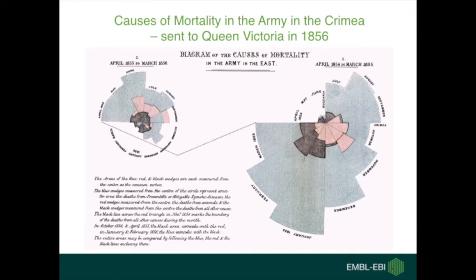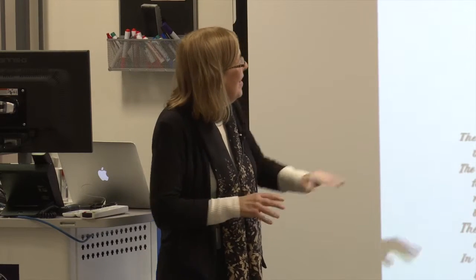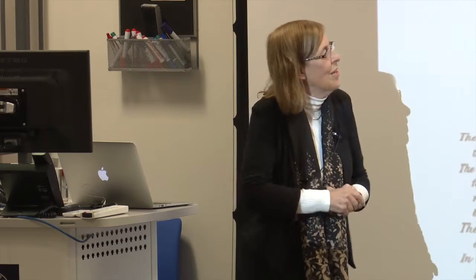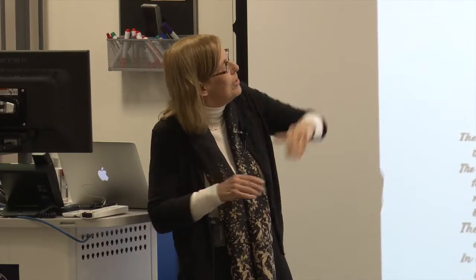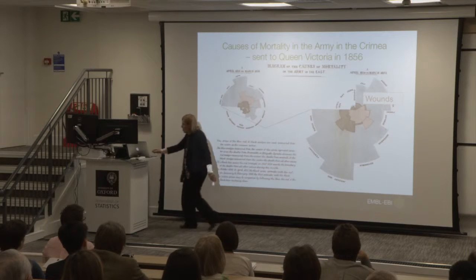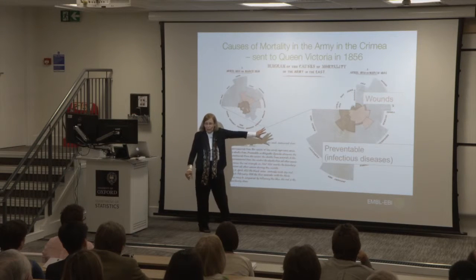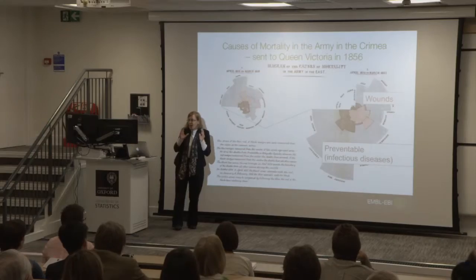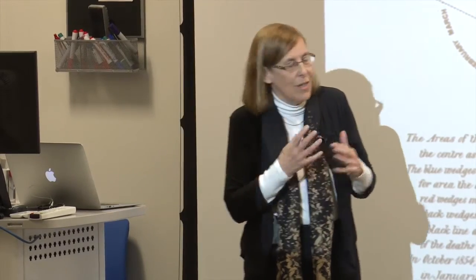This is a letter that she sent to Queen Victoria. I can't imagine us sending letters to the Queen, even today. But she sent it with these sort of charts showing the results of the causes of mortality in the army in the Crimea. And what this shows beautifully, I think, is that the causes of mortality from wounds here was very small, whereas the cause of mortality from infectious diseases, the grey part, was much, much bigger.